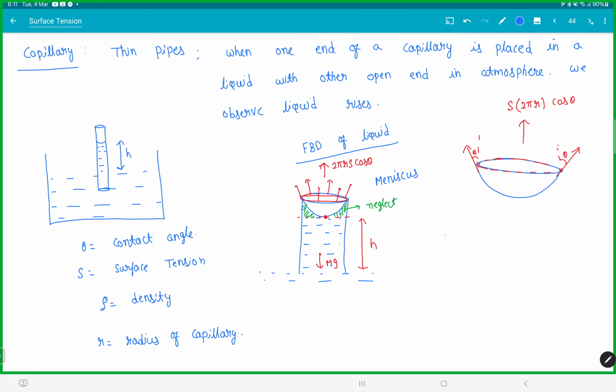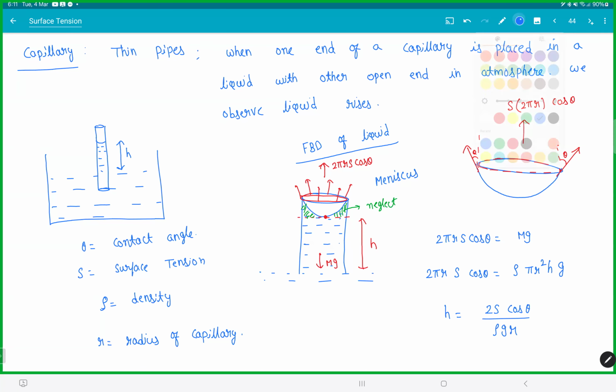So we say since the liquid is in equilibrium, 2 pi r s cos theta is equal to mg. This is a solid cylinder of liquid. So mg is nothing but density times volume of the cylinder, pi r square h, times g. So from here we get h is equal to 2s cos theta by rho g r. A standard formula you should definitely remember. Mains of bits, it's a direct result. But this is how we derive it.